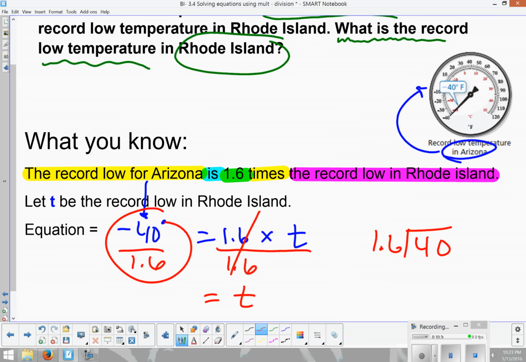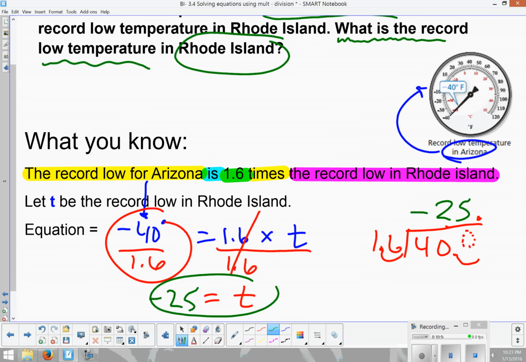Okay, move the decimal once, and then move the decimal once. Invisible 0 here. So what's my final answer going to be? My final answer is going to be 25. Let me try that again. It's going to be 25, and then since we're dividing a negative by a positive, it's going to be a negative answer. So the answer is negative 25 for the temperature of Rhode Island.